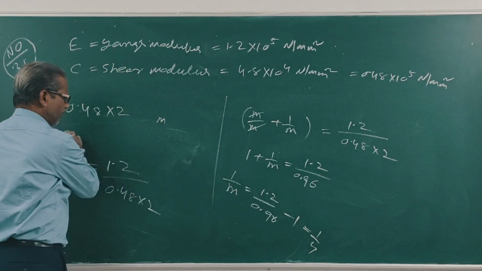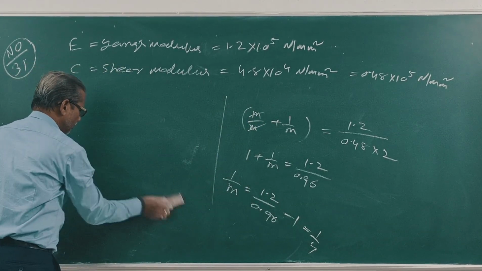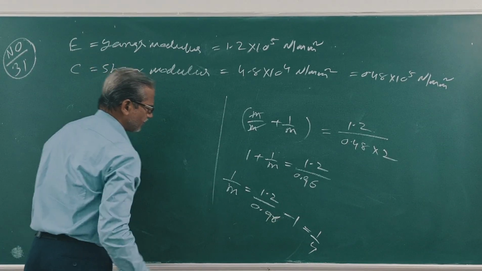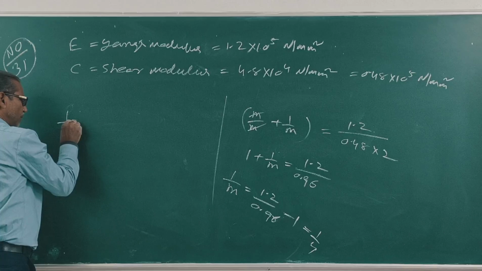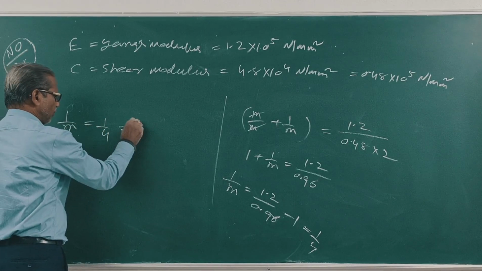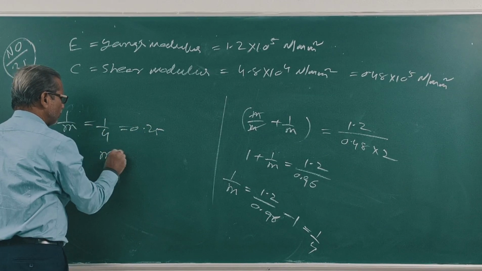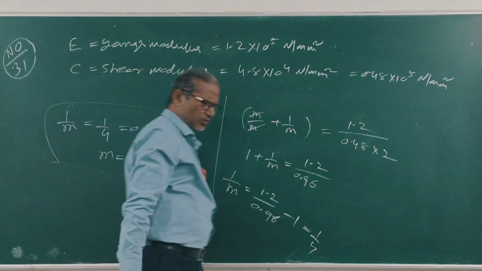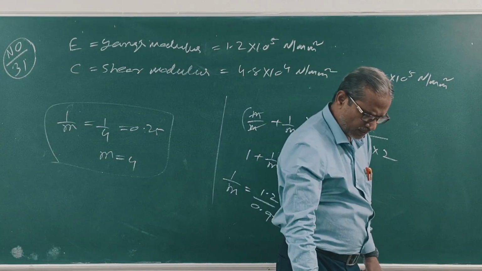1 by 4. This implies 1 by M is 1 by 4 or 0.25. But M is equal to 4. This is the answer for Poisson's ratio. Clear? Next, bulk modulus.